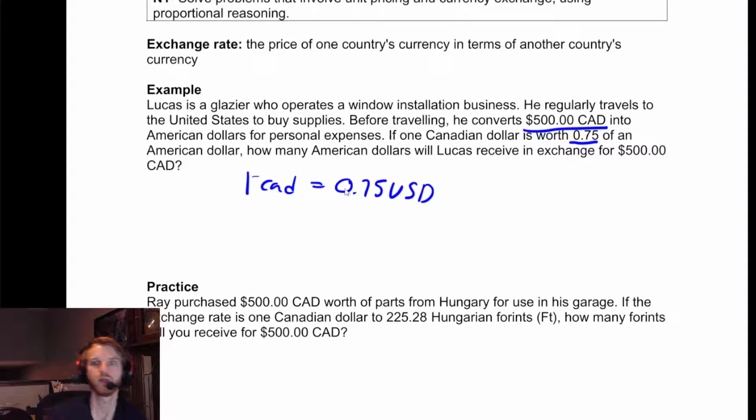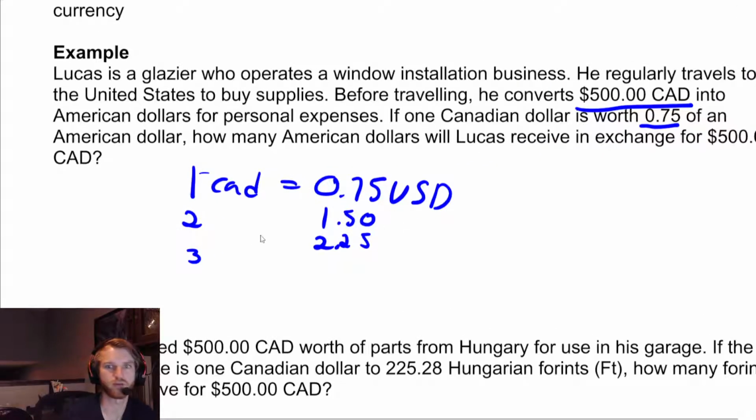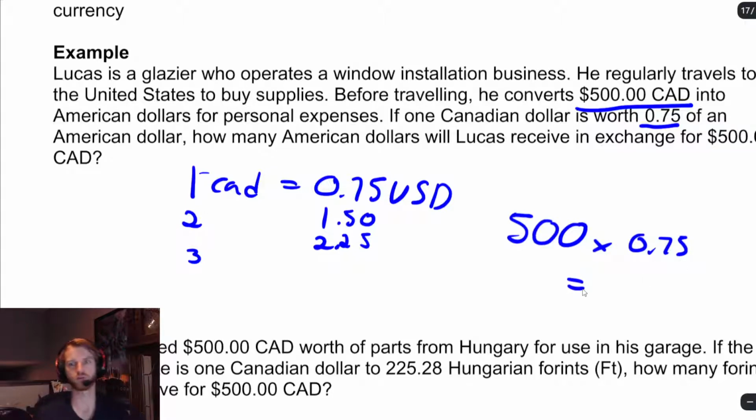So $2 Canadian would be $1.50, right? $3 Canadian would be $2.25, and so on. So all we're doing is just multiplying the amount of dollars that we have by the conversion rate, by how many US dollars we would get. This is very much our unit price thing again, right? So all we need to do for this question is just say 500 times 0.75, and that will give us our answer.